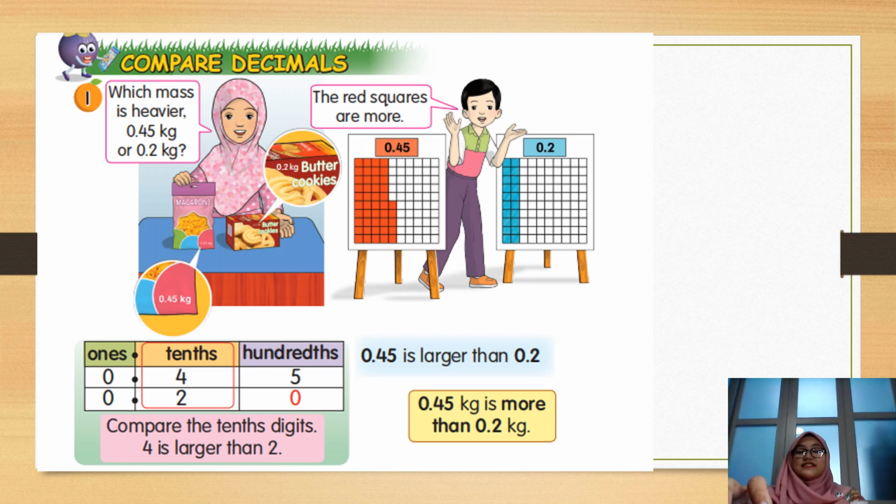Now, let's move to the next subtopic, that is compare decimal. So this is in your textbook. There are squares of 100 grid and we will compare the decimal using this 100 grid as the last lesson.